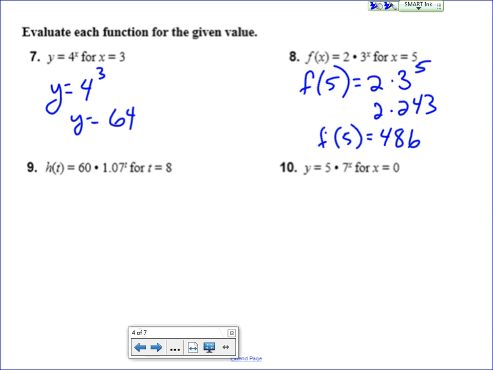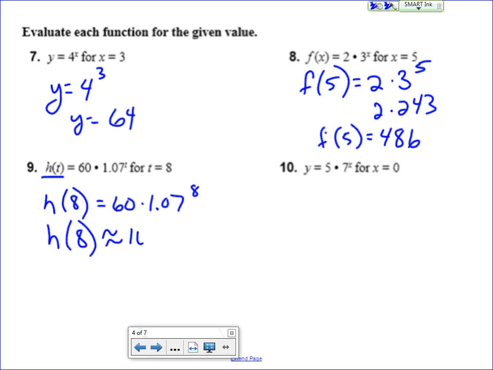Okay, this next one, h of t is my function. So now I'd have a function value at 8 is equal to 60 times 1.07 to the 8th power. So I take 1.07 to the 8th power, and the answer there is quite large. So then I'm just going to use my calculator, and from that I'm just going to multiply by 60, and I get the function value at 8. I'm going to say is approximately 103.09.